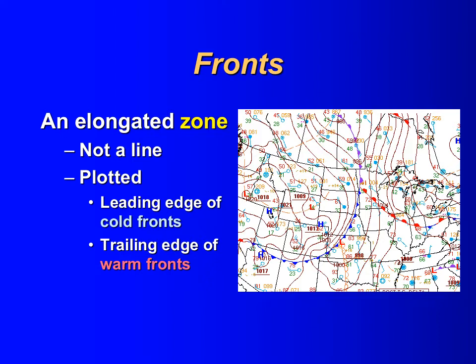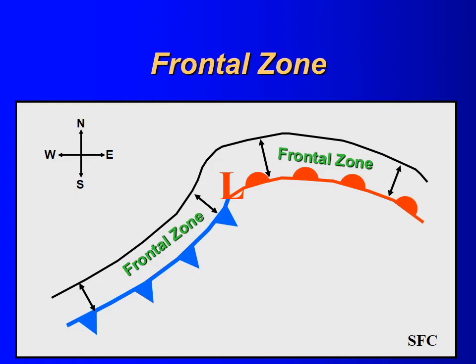They are not lines. They are lines drawn on the surface chart, but what you're not seeing on the surface chart is the zone. And typically the zone extends out ahead of warm fronts and behind cold fronts. This is what we mean by frontal zone. Notice that the zone is out ahead of the warm front and behind the cold front. And this is where we see changes in temperature, in static stability, and also cyclonic vorticity.